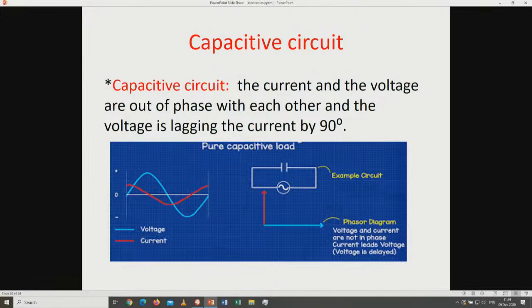Let's proceed to the capacitive circuit. The pure capacitive circuit, there it is. It comprises the load, which in this case is a capacitor. But it's still an AC circuit. Let us see the phase relationship between current and voltage. The current and the voltage are out of phase with each other, and the voltage is lagging the current by 90 degrees. So in the inductive circuit, the voltage is leading current by 90. Here the voltage is lagging current by 90.